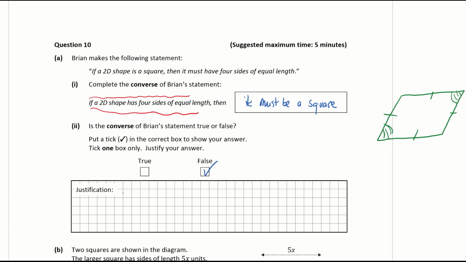So I'm just going to say a rhombus is also a 2D 4-sided shape with sides of equal length. So there's my solution there. So put a tick in the box to show if it's true or false. I've said it's false because a 4-sided shape of equal lengths could also be a rhombus. It doesn't have to be necessarily a square.